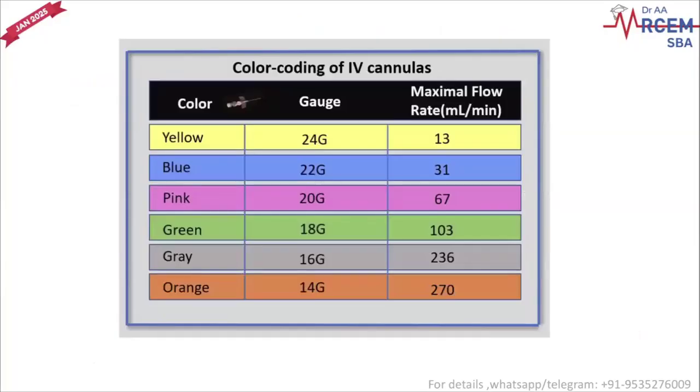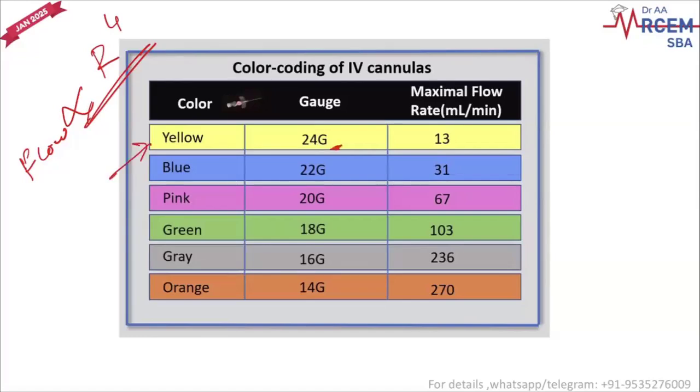One more thing, from your physiology, you must remember that the flow of blood or any matter through a tube is directly proportional to the radius to the power of 4. That means if the radius increases a little bit, the flow drastically increases. So you need to be aware of the IV cannula sizes.